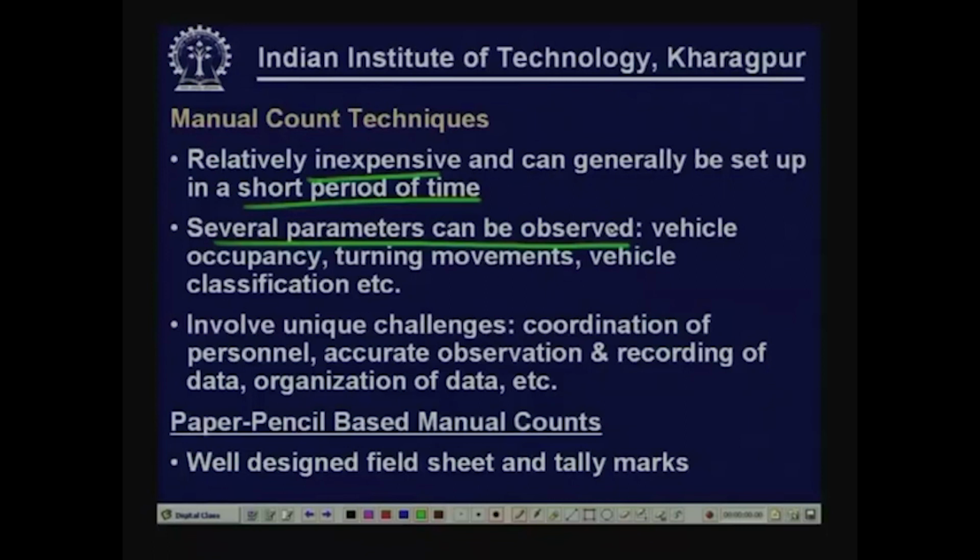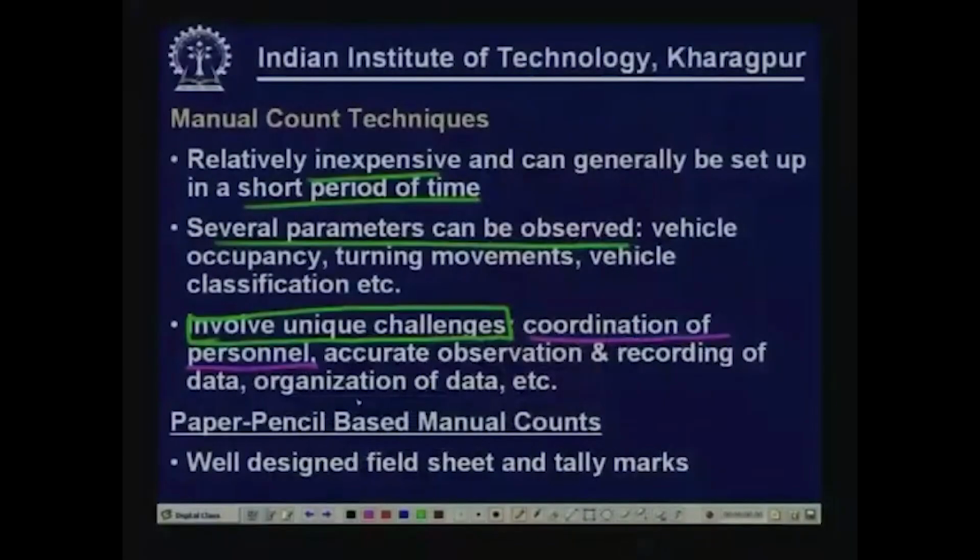But manual count techniques involve unique challenges, which also have to be understood very clearly. Challenges in terms of coordination of personnel. So many people are working; if you are carrying out a traffic volume study at a mid block location or at an intersection, maybe some 10, 15, 20, 30 people might be working. Coordinating the work is a major challenge. So, that part has to be ensured.